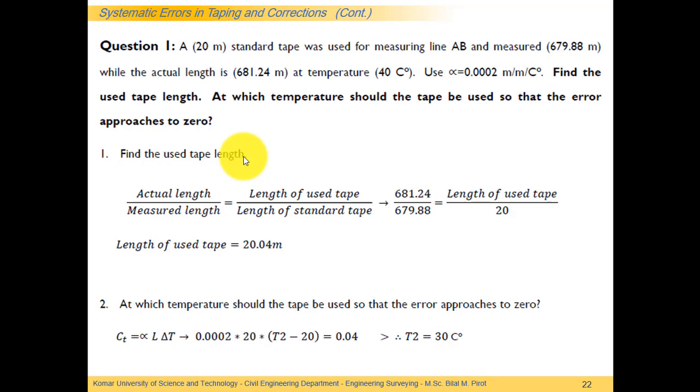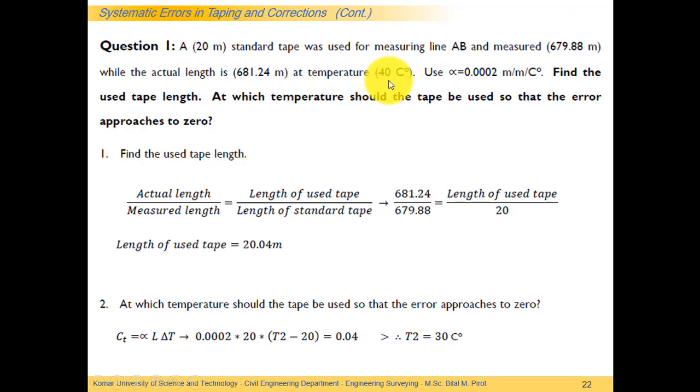Now we have this example. In this example, 2 types of errors have been combined. A 20-meter standard tape was used for measuring a line AB. So we have a line AB, and we used a tape with 20 meters and measured this number, 679.88 meters, while the actual length is 681.24. This is the actual length, this is the measured length, and this is the standard length of the tape.